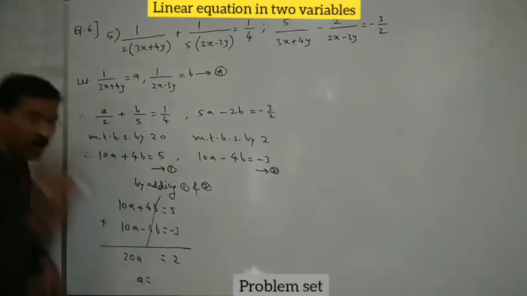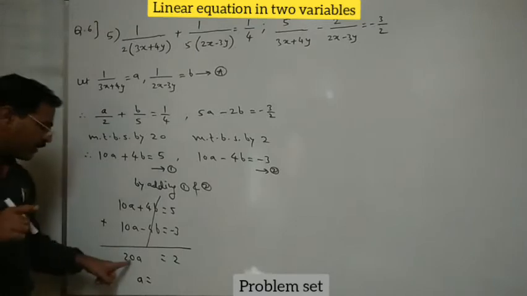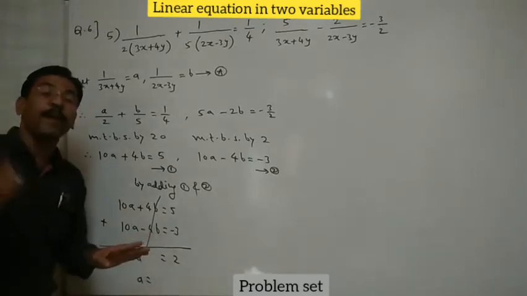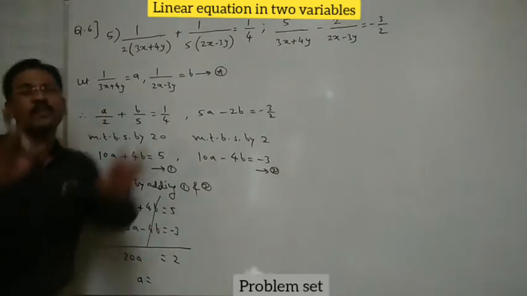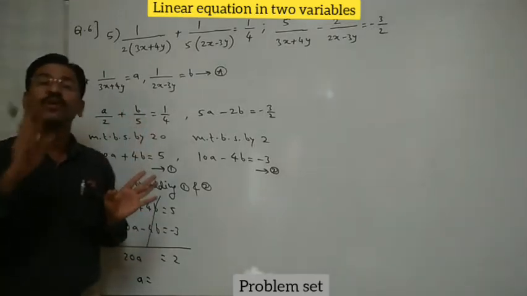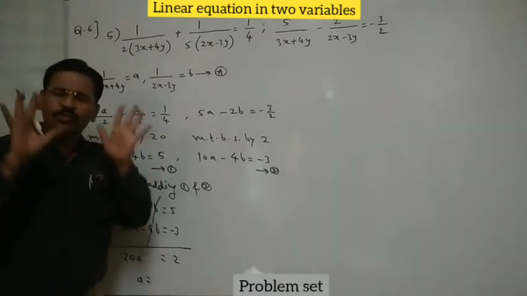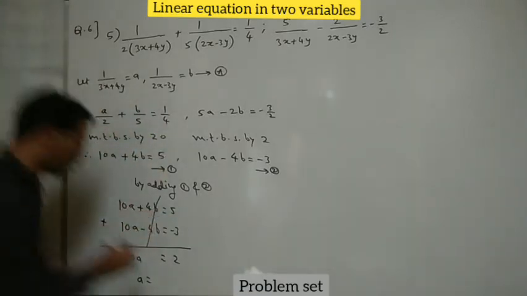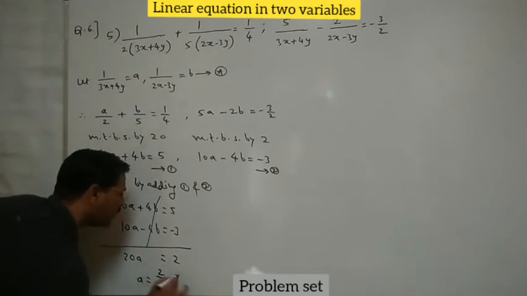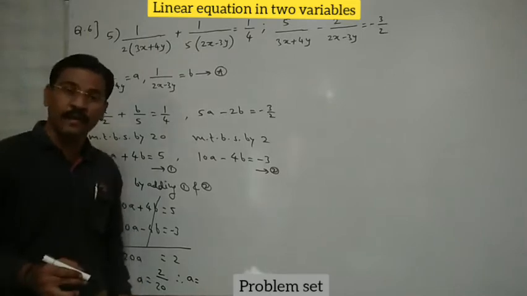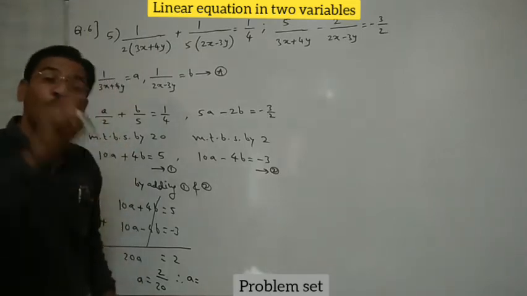So a is equal to, one more mistake you can make. 20 here is the denominator. If you write 2 upon 20, okay. But by mistake you will write 20 upon 2. That is your big mistake. So don't make these kinds of mistakes here. So what will you get? 2 upon 20. So a is equal to 2 ones are 2, 2 tens are 20. So a equal to 1 upon 10.